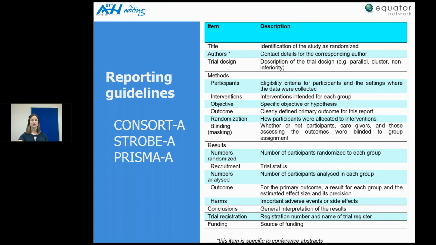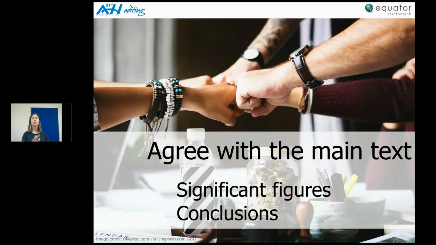These are really helpful. The main thing with your abstract, it needs to agree with the main text. The conclusions have to agree. It has to be the same. Make sure it's the same. And things like significant figures. Don't round differently. So if your discussion talks about 67.8, don't talk about 68 in your abstract. Peer reviewers will pull you up on that.